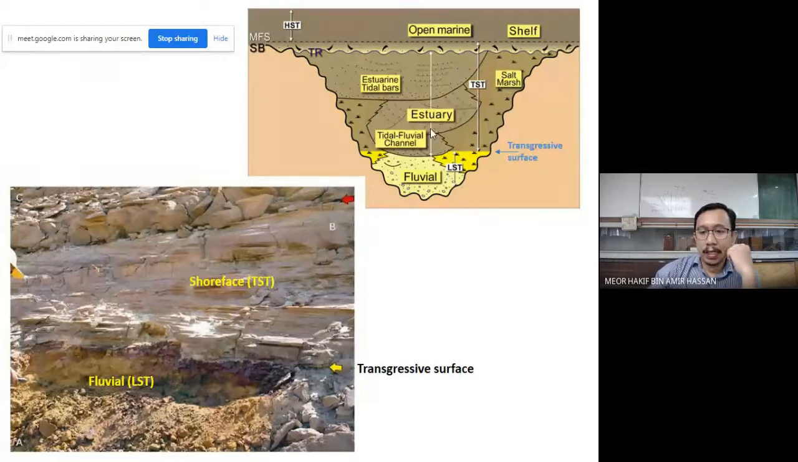Okay. One thing to remember also, the TS doesn't have to be at the top of the incised valley. It can also happen inside the incised valley. Yeah? Fluvial here is LST. Then you have a transgressive surface. Above that you have the estuary deposits. It's more brackish water, tidal things, right? Before going into fully marine at the top. So that is the boundary between fluvial and estuary here. This is going to be a transgressive surface. LST, TST, followed by an HST at the top here.